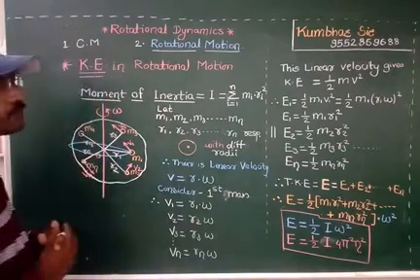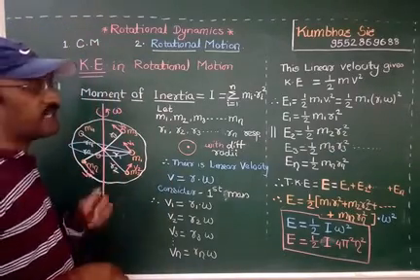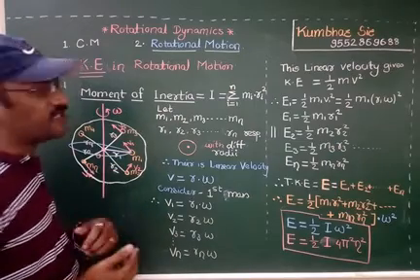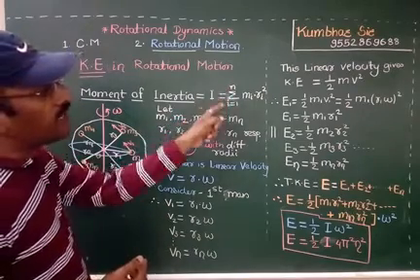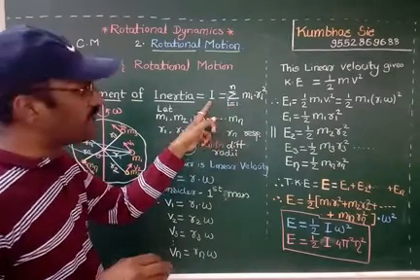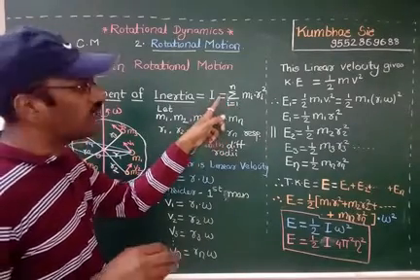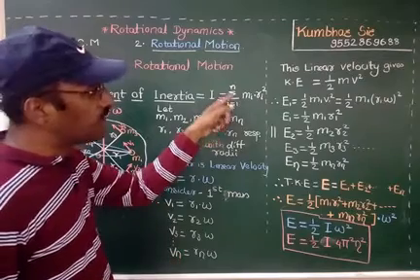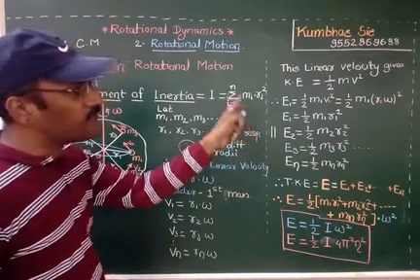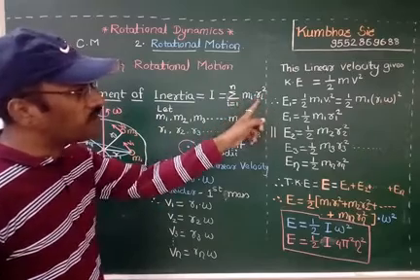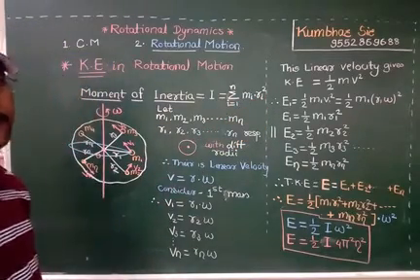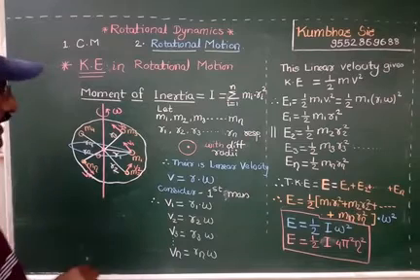Now, in the previous lecture, we studied the definition of moment of inertia. I repeat this definition again. Moment of inertia of any body about any axis of rotation is defined as, or equals, the algebraic sum of the product of the masses of each particle and the square of the distance between the axis of rotation and the mass of the particle. Now, the expression for kinetic energy.